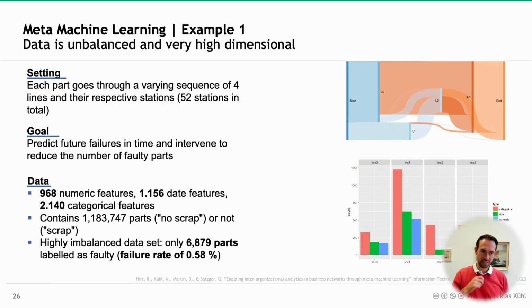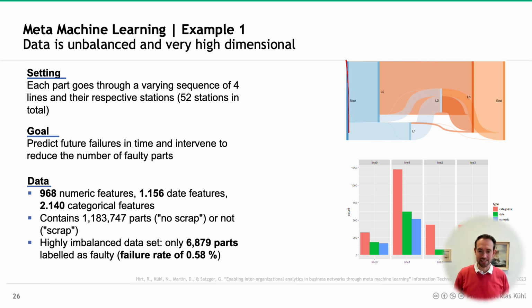And the setting goes as follows. So each part goes through a varying sequence of 4 production lines. You can see the start over here and how it then flows through different lines depending on what is being produced and what the quality is. And in total, you have 52 stations. The goal now is to predict future failures in that production, and obviously do that in time and in a way that we can still intervene and reduce the number of faulty parts that are being produced.